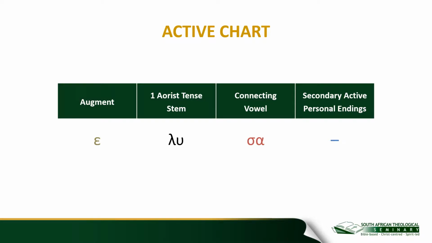Please note that there is no connecting vowel needed. Why is this? Well, simply because the tense formative ends in a vowel, there's no need for a connecting vowel to help join the personal endings. So the building blocks: augment plus first aorist tense stem plus diagnostic tense formative sa plus secondary active personal endings.